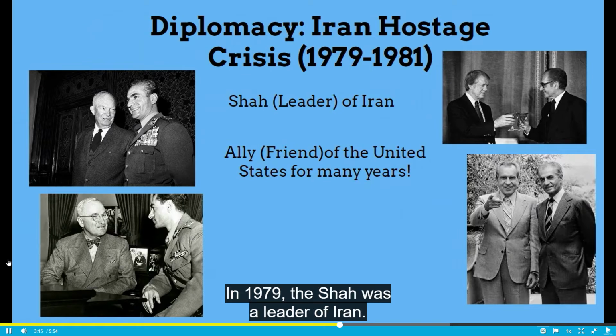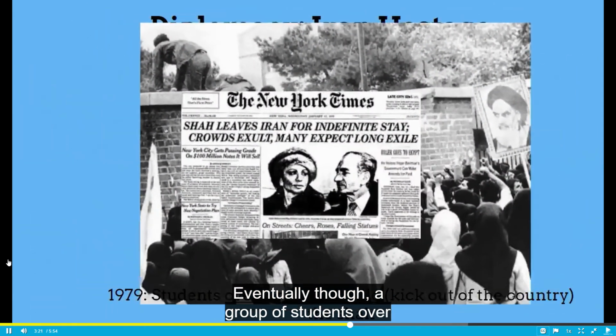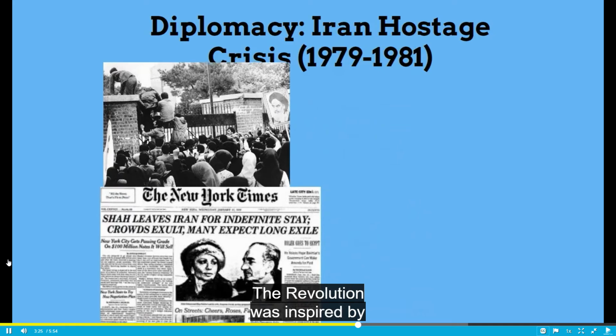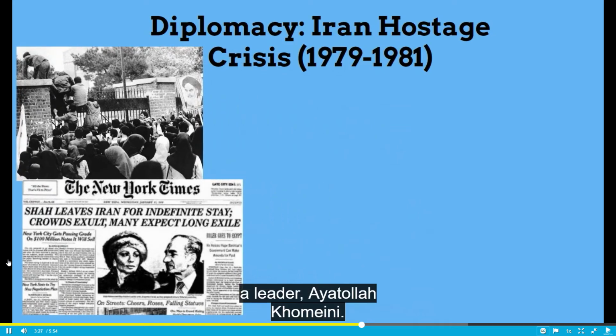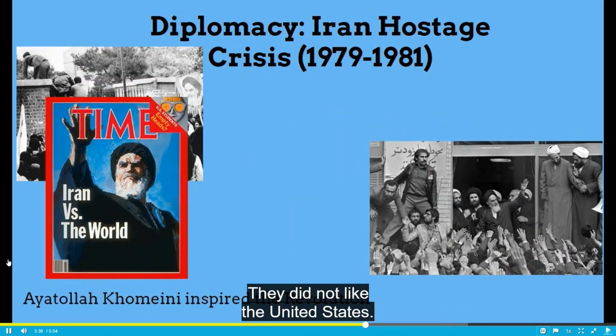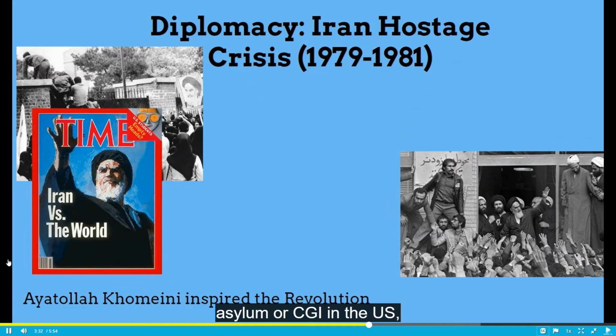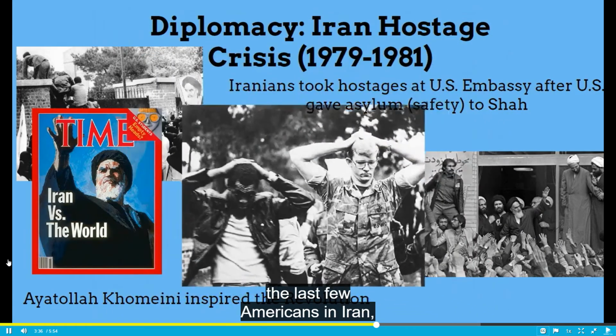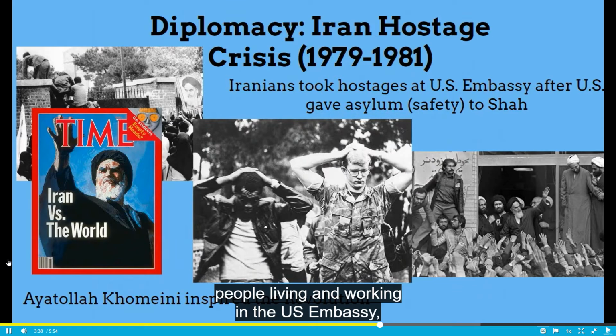In 1979, the Shah was the leader of Iran and was an ally of the United States. Eventually, though, a group of students overthrew the Iranian government and exiled the Shah. The revolution was inspired by a leader, the Ayatollah Khomeini, that did not like the United States, and when the Shah was granted asylum, or safety, in the U.S., the revolutionaries tried to capture the last few Americans in Iran, the people living and working in the U.S. Embassy. They took dozens of American hostages.